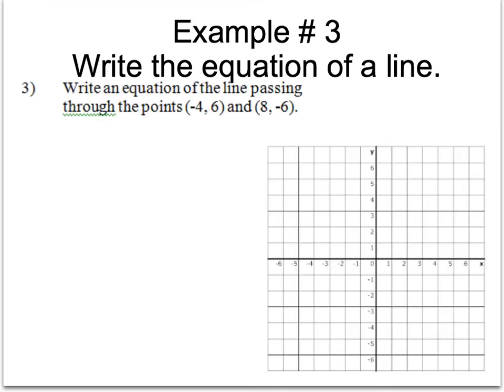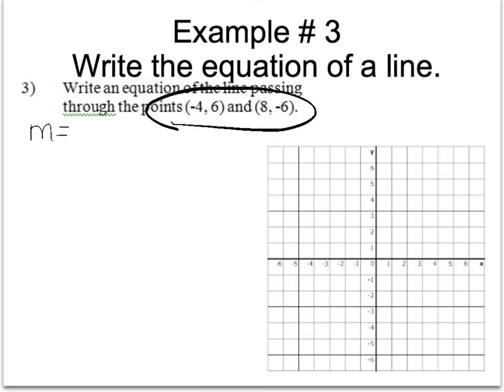Okay, we have example number 3. This is our last example for today. And it says, write the equation of a line passing through the points -4, 6, and 8, -6. And I'm actually going to go one step further with this when we do it, and plot the points and graph the line as extra practice.